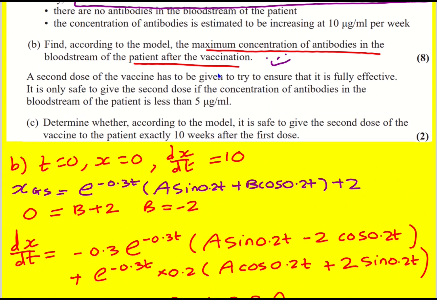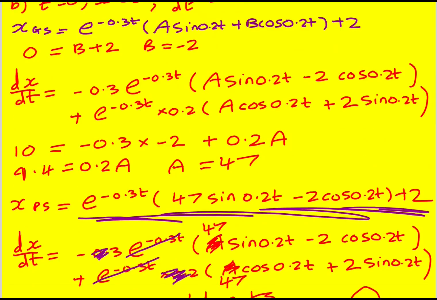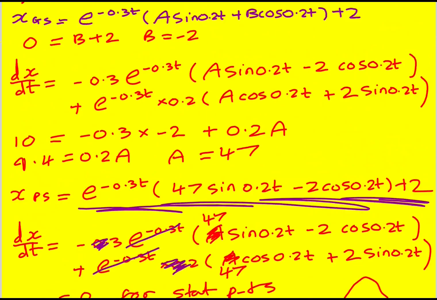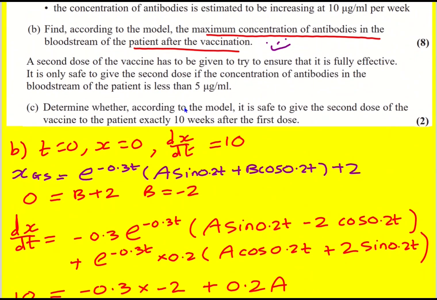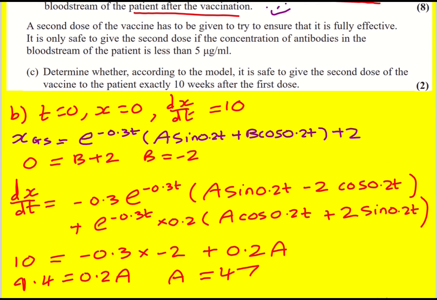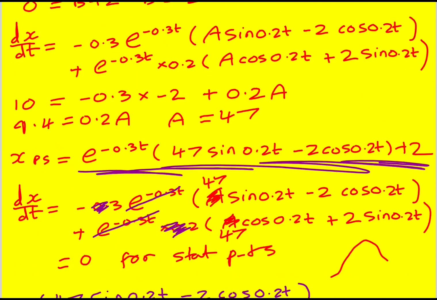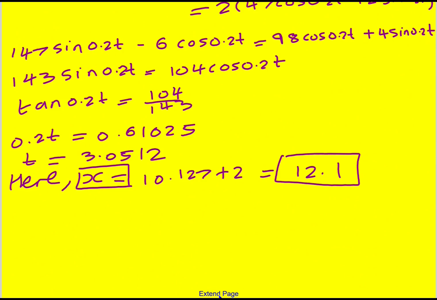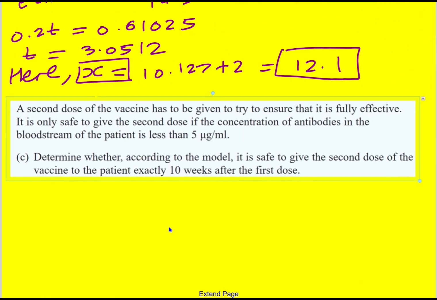Then we're told a second dose of the vaccine has to be given to try and ensure that it's fully effective. It's only safe to give the second dose if the concentration of antibodies in the bloodstream is less than 5 micrograms per milliliter. So it wouldn't be at the maximum value, of course, but we're asked to determine whether, according to the model, it's safe to give the second dose exactly 10 weeks after the first dose. So actually, we just got to sub in t equals 10. This, in some ways, is a lot kinder. It's just, I guess, a slightly different application question.